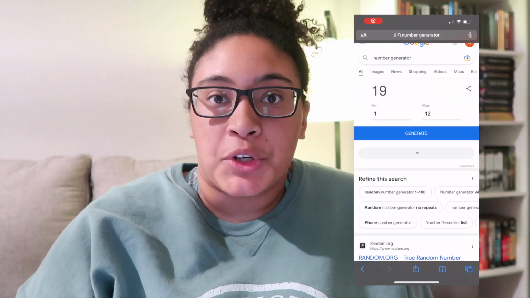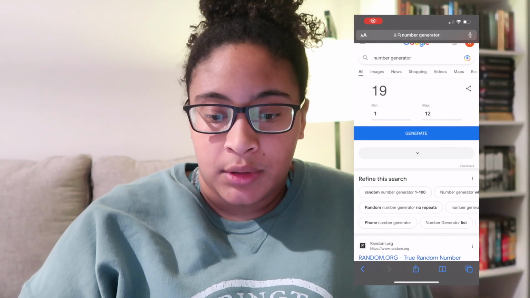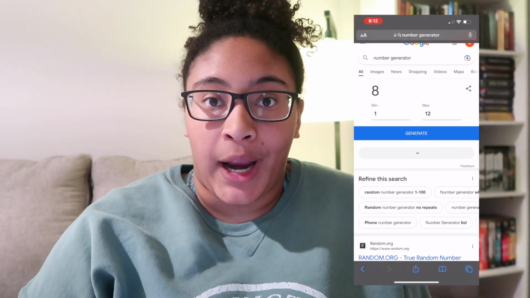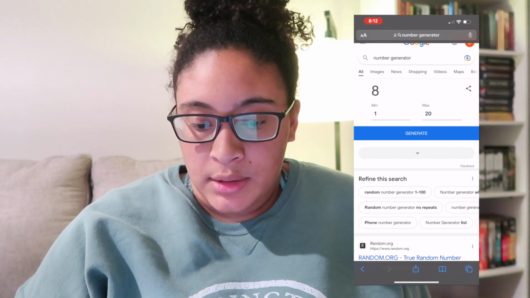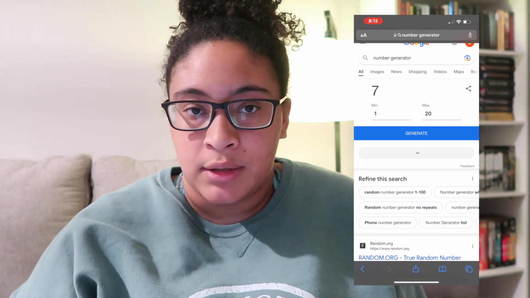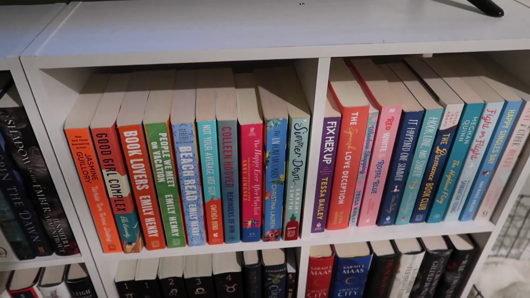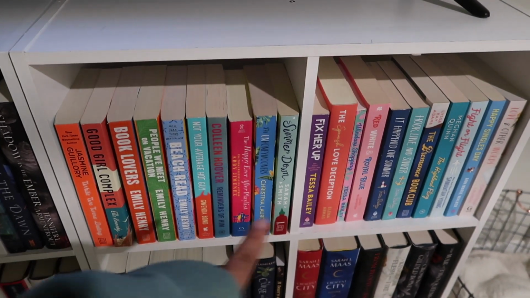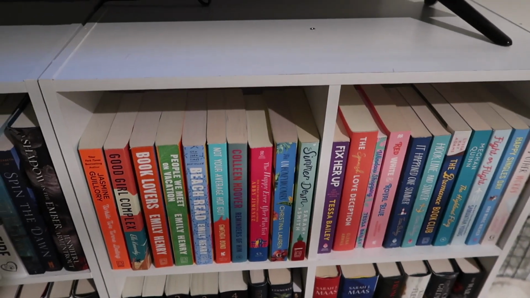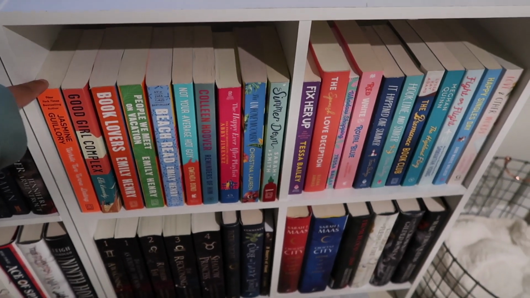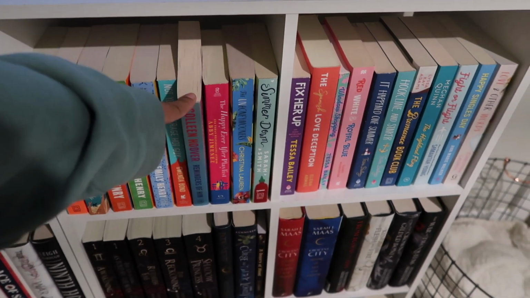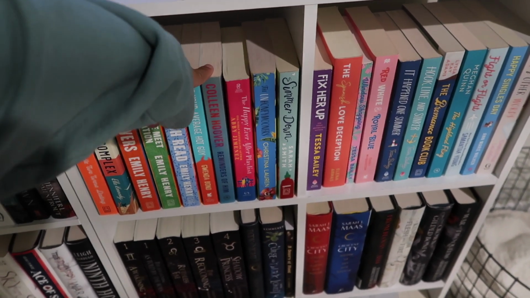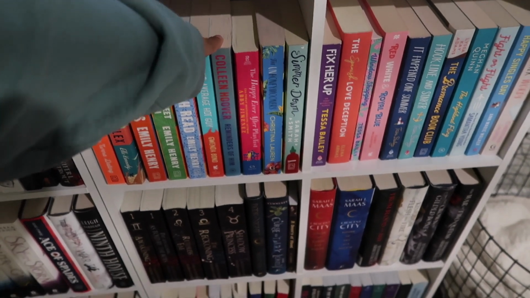So again, with our numbers 1 through 12, we have shelf number 8 and 1 through 20, book number 7. Okay, so with us getting shelf number 8, it would be these 2 cubes right here, and we got book number 7, so that would be 1, 2, 3, 4, 5, 6, 7, which is Reminders of Him by Colleen Hoover, which I have actually already read. So we are going to roll again.